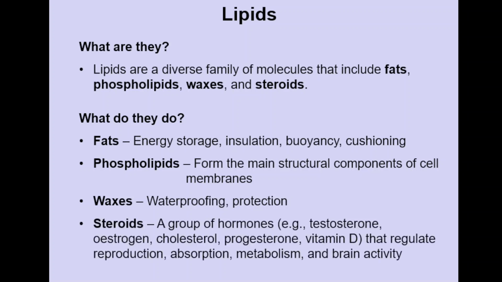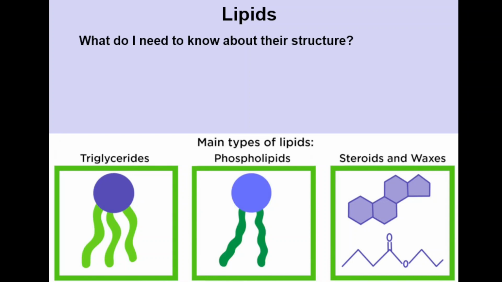And then the steroids are a group of hormones such as testosterone, estrogen, cholesterol, progesterone, and vitamin D. And they regulate really important processes within organisms such as reproduction, absorption, metabolism, and brain activity, among many other things. So those are just some of the examples of what lipids do. So what do you need to know about their structure?